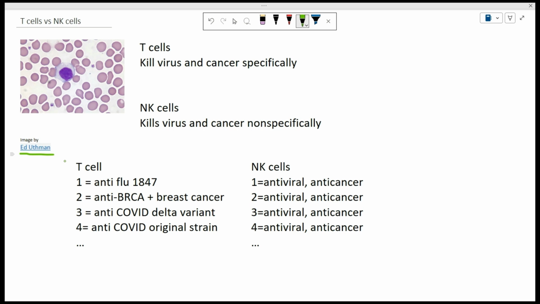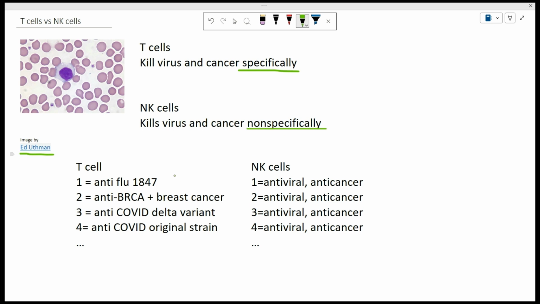Anyways, one of the things is, is that a T cell or a natural killer cell? If you were to Google it online and search, you still wouldn't be sure which it is. Like, oh man, I'm not sure, is that a T cell or a natural killer cell? They say, well, T cells kill viruses and cancers specifically, versus natural killer cells, which kill viruses and cancers non-specifically. Okay, what exactly does that mean?